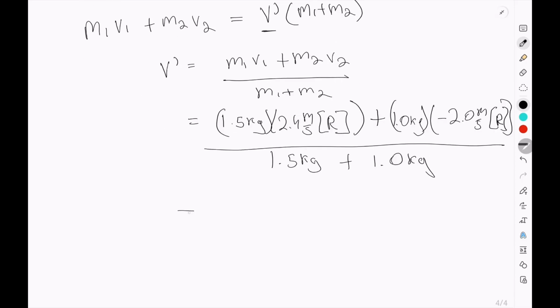So I get 0.64 meters per second, right? This should be the final answer.